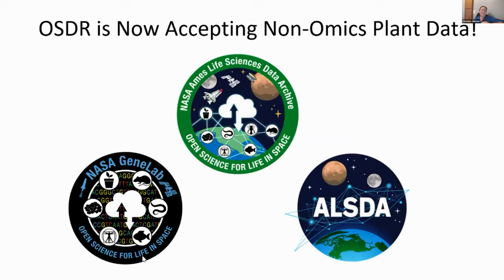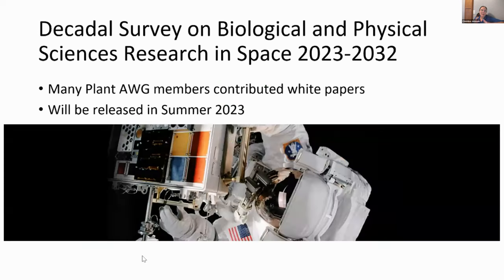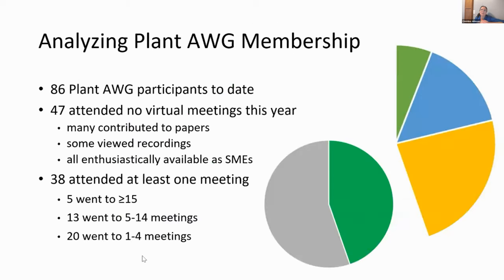We're going to be able to start looking at plant phenotypes. We're going to start looking at the morphology and development of plants in relation to that omics information that we've already been collecting. So this is a very exciting shift, and I'm excited to be a part of it. Keeping in mind, the decadal survey is going to be coming out this summer. We're all looking forward to seeing what they took from the white papers we wrote and what is going to be prioritized for the next 10 years. And we're going to be working with that.